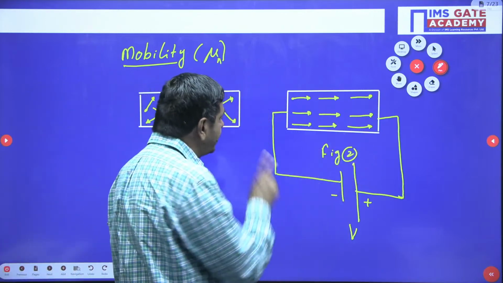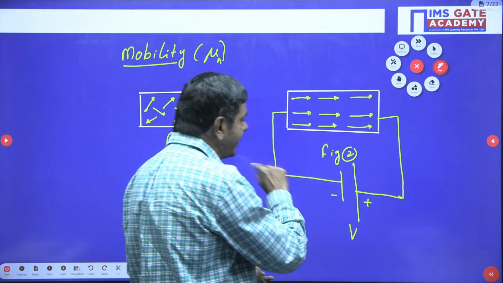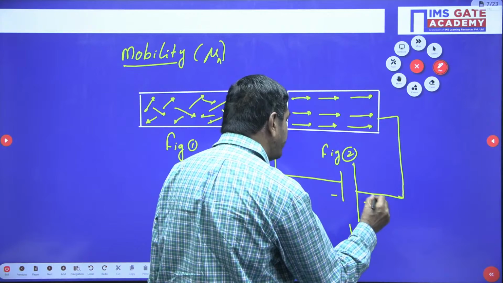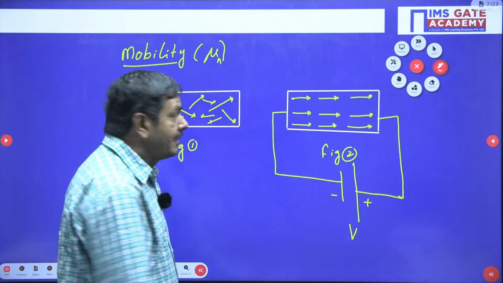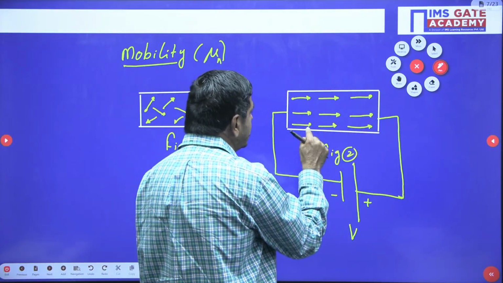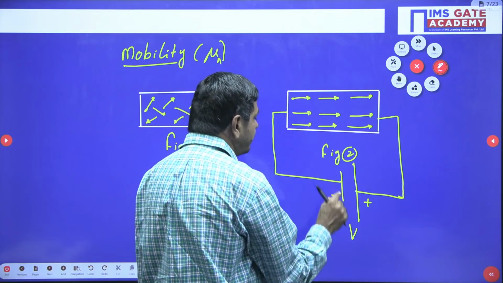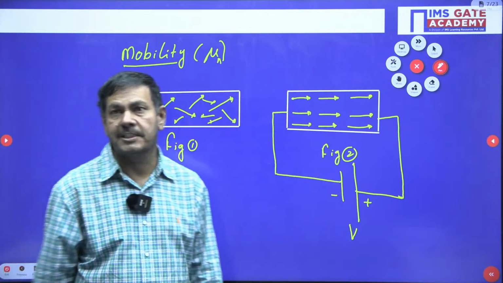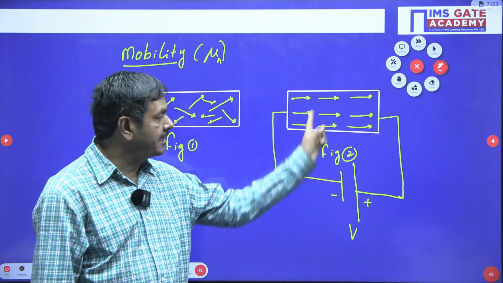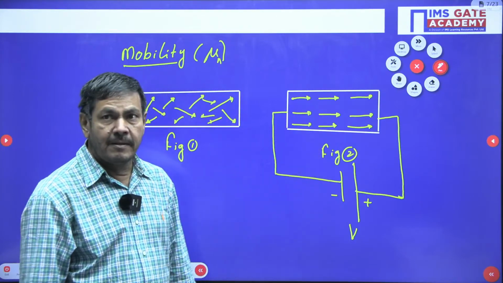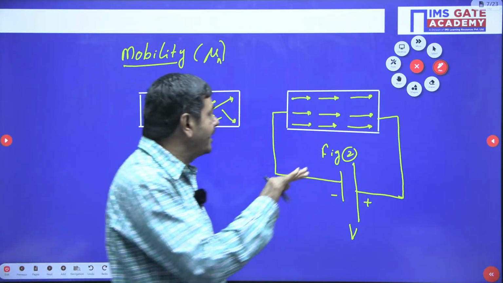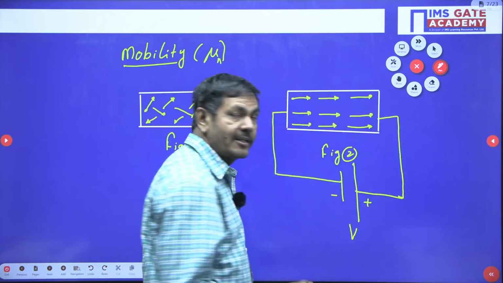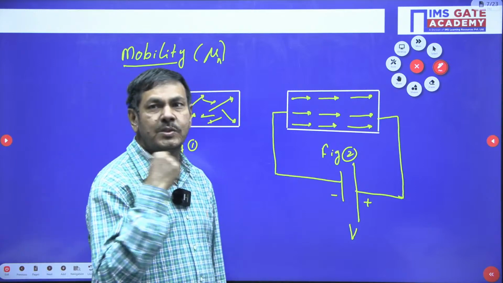Now, for the same conductor, I connected an external supply like this. This is the negative electrode, and this is the positive electrode. The conductor contains a number of electrons. Electrons are negatively charged, and the electrode is negative, so negative and negative give a force of repulsion. Because of this repulsion, all electrons are repelled toward the positive electrode, because the positive electrode attracts the negative charges.